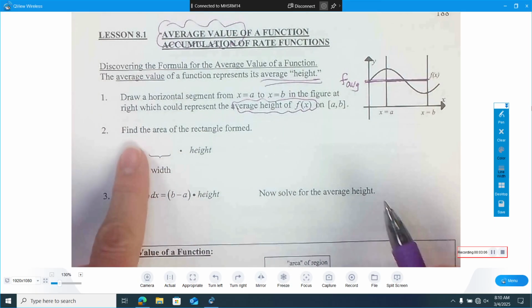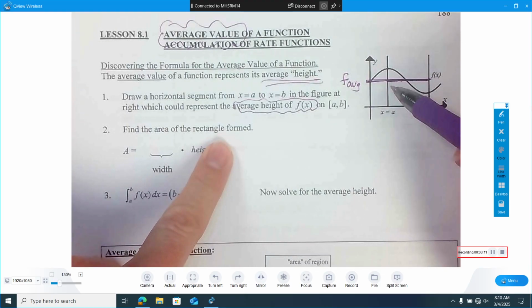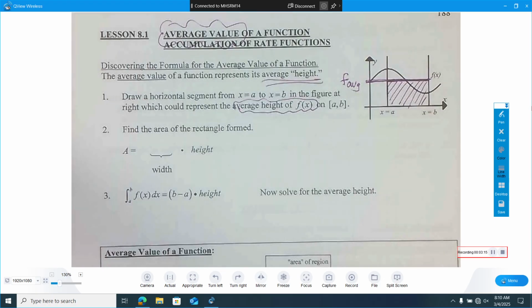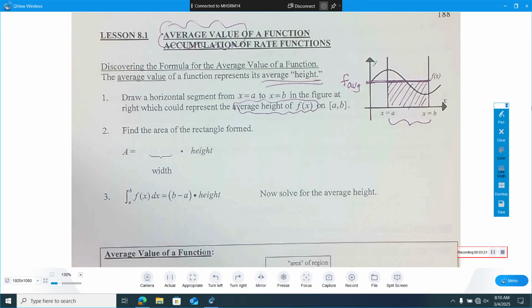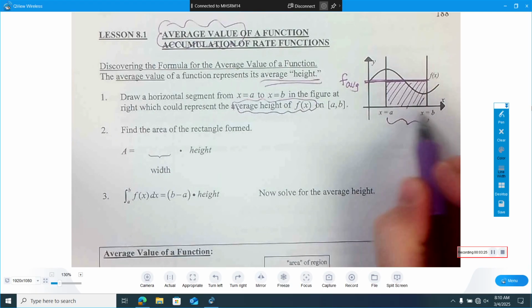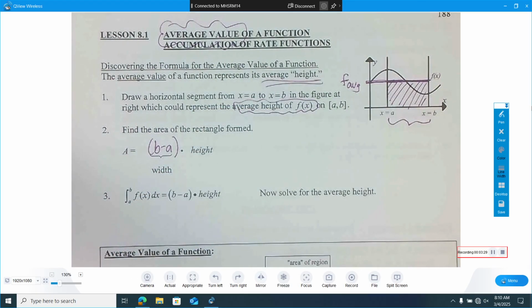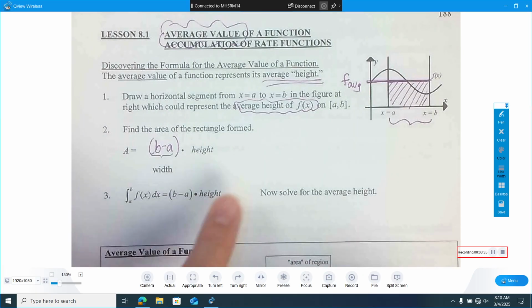Okay. We want to find the area of that rectangle that we formed, the rectangle between a and b. And so what is the width of my rectangle? b minus a. Very good. Yeah, b minus a is the width. And then we have our height, which I don't really know, but that's okay.